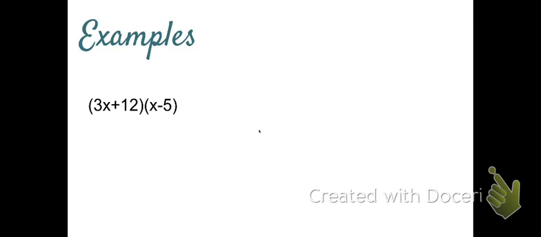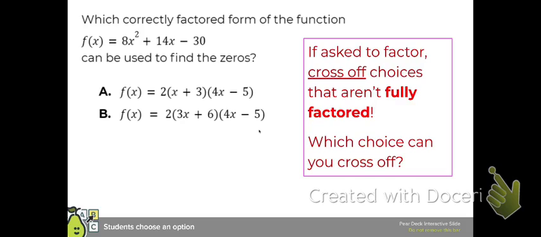So if you're given this as an answer, is this fully factored? You want to look at each set of parentheses individually. So 3x plus 12. Remember, that's not fully factored. I can divide them both by 3. And then x minus 5, is that fully factored? Yeah, there's nothing I can divide x by that I can also divide 5 by, besides 1. There's nothing I can pull out as a factor of both x and 5. So now our answer is fully factored.